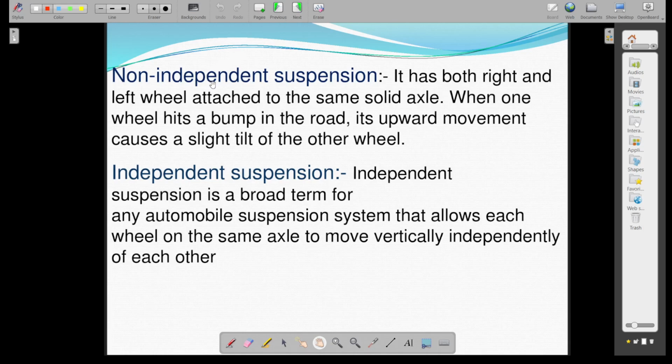We have already talked about two types of suspension system: non-independent and independent suspension. A non-independent suspension has both the right and left wheel attached to the same solid axle. When one wheel hits a bump on the road, its upward movement causes a slight tilt of the other wheel also. But in the independent suspension, that doesn't happen.